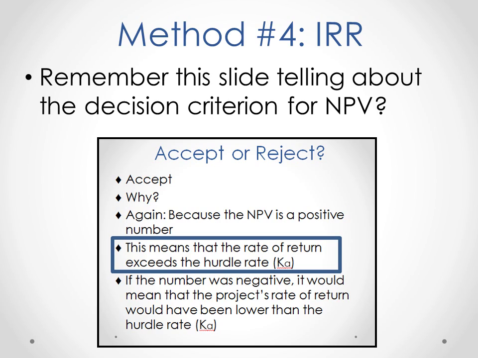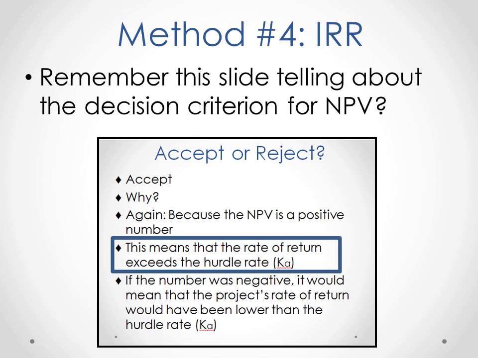The fourth method is the internal rate of return, or IRR. Now, you might remember that there was a slide in Part 9A that had this area that I've got circled here. You would accept a project that has a positive net present value.